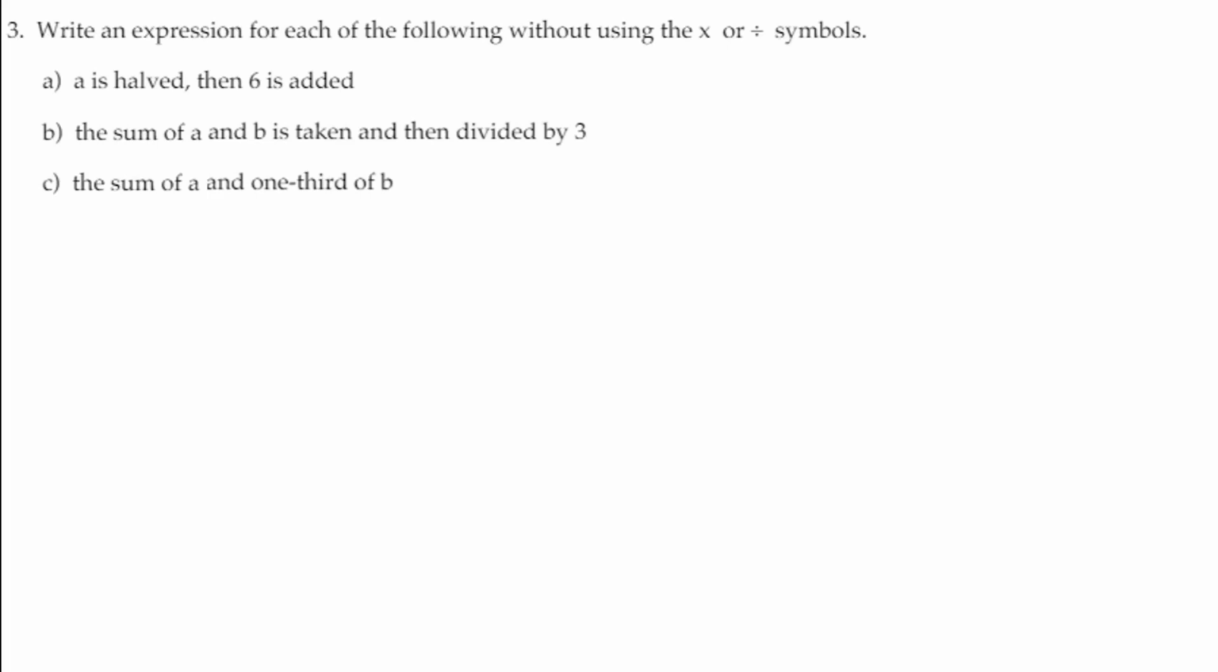And we don't use the division symbol by using a division bar, the vinculum. So a is halved. Well, that means a is divided by 2, doesn't it? So we'll put a divided by 2. There you go. We can use the division bar and not the actual division symbol. And then we're adding 6. So we can go plus 6. There we go. Half of a plus 6.